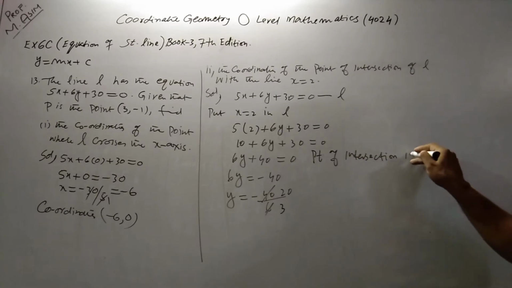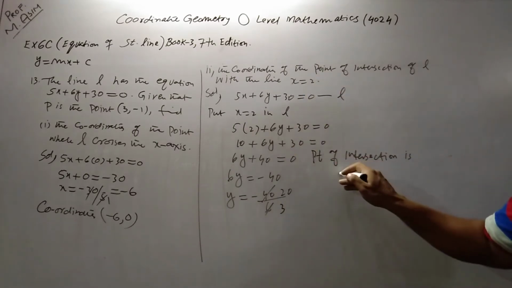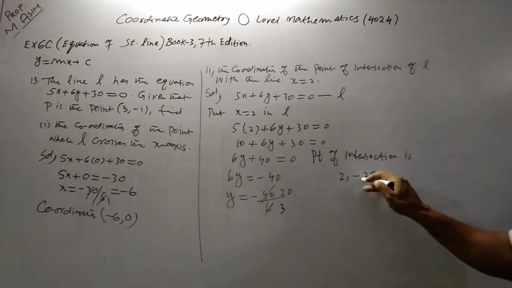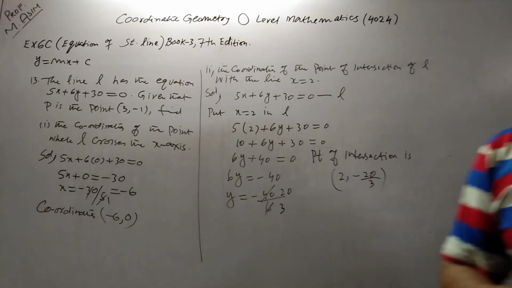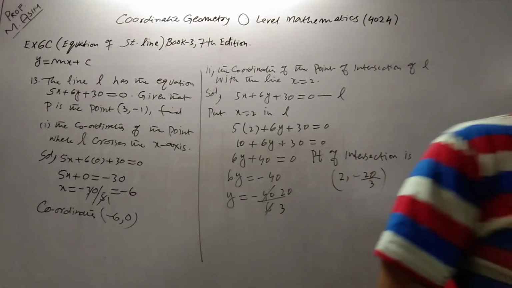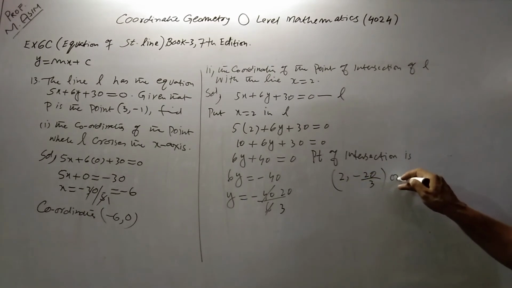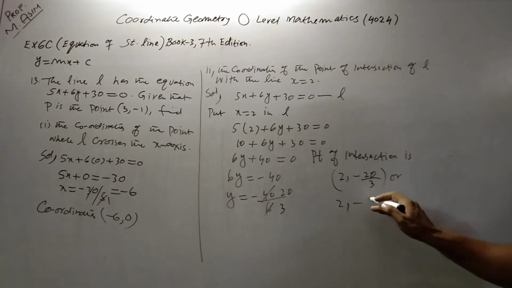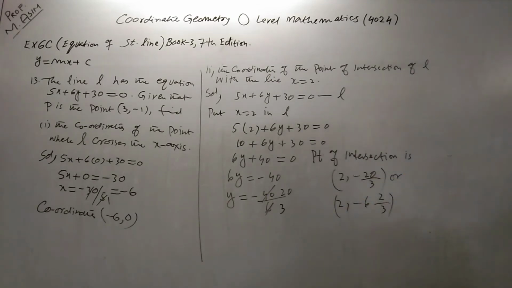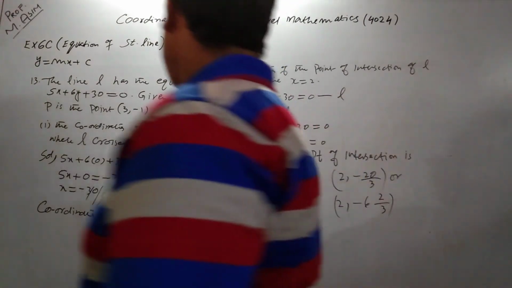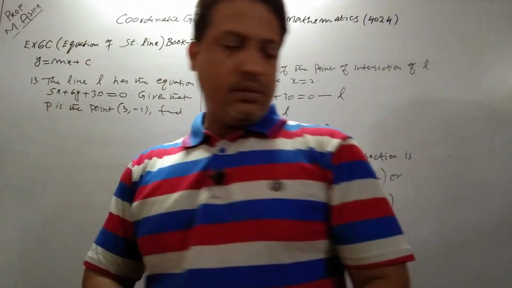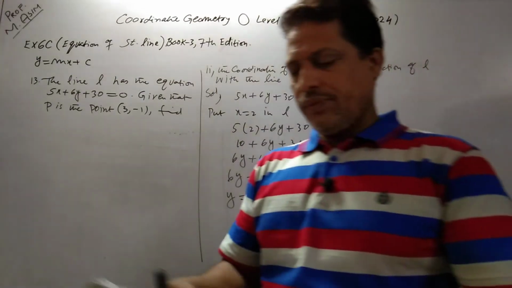Hence, the point of intersection is, what is the value of x? 2. What is the value of y? Minus 20 upon 3. This is our final answer. Or you may write in mixed number form 2 and minus 6 whole 2 upon 3. Both are the same. Okay, see the next part of the same question. Part number 3.